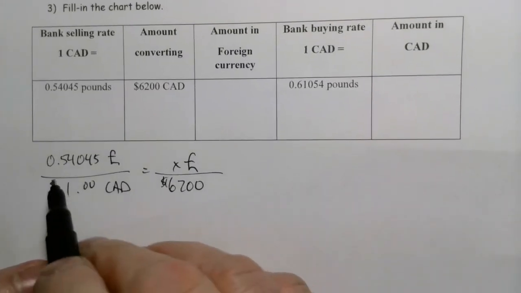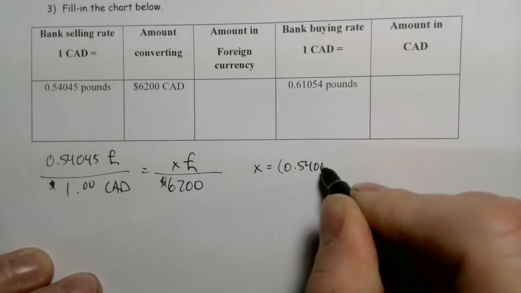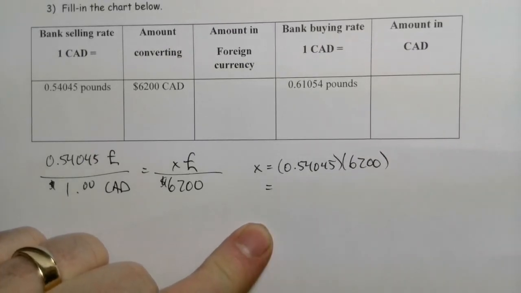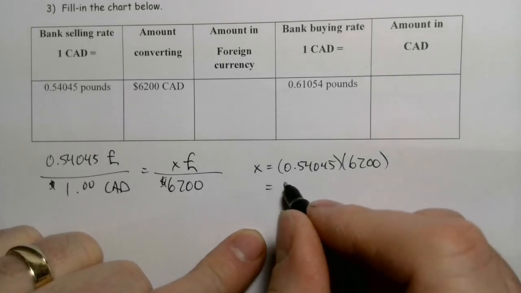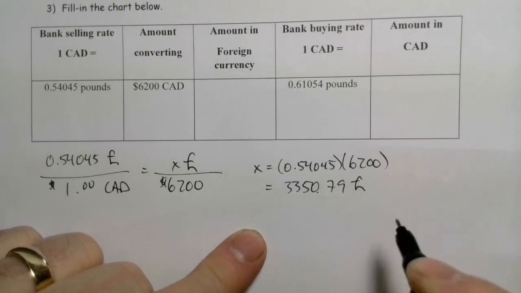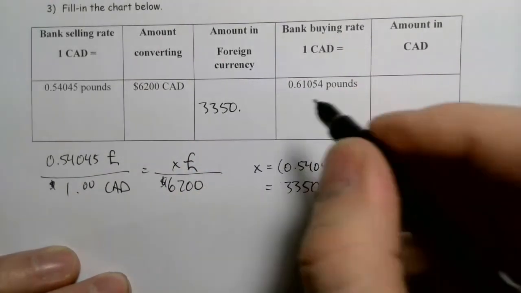So we'll cross multiply. 1 times x is x, love it. And then that'll be 0.54045 multiplied by 6,200. Again, I'll just do this on my calculator. 0.54045 times 6,200. Whoops. Sorry. I didn't quite hit my decimal button hard enough, and the number was just gigantic. And so we get 3,350.79 pounds. So that's what's supposed to go here, 3,350.79.